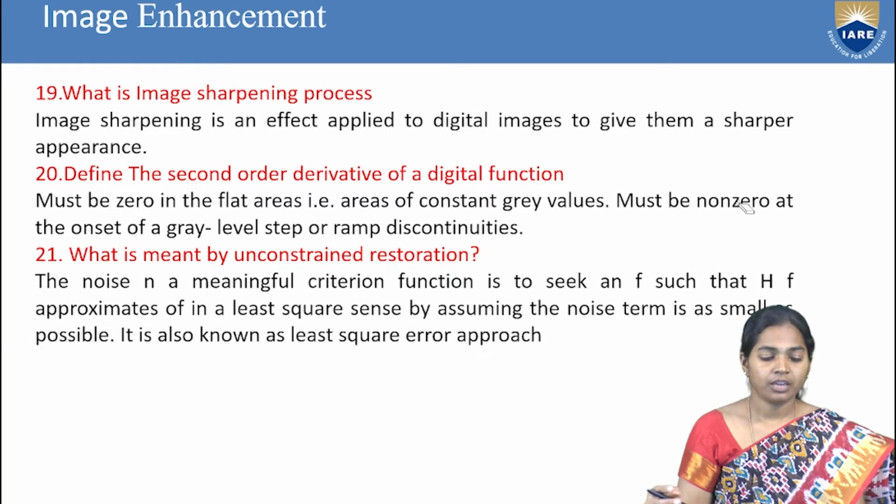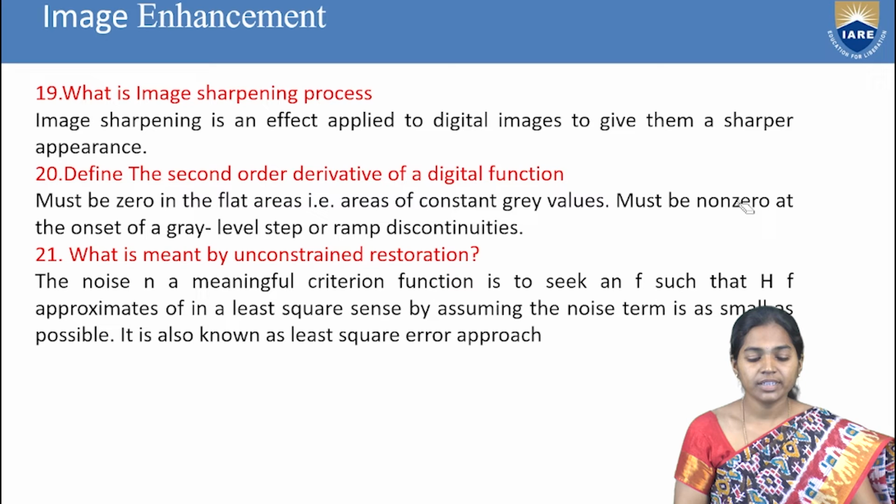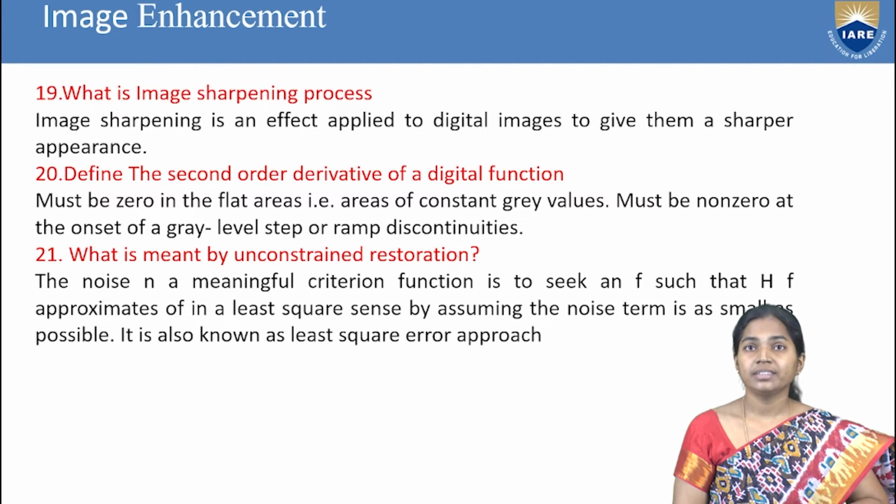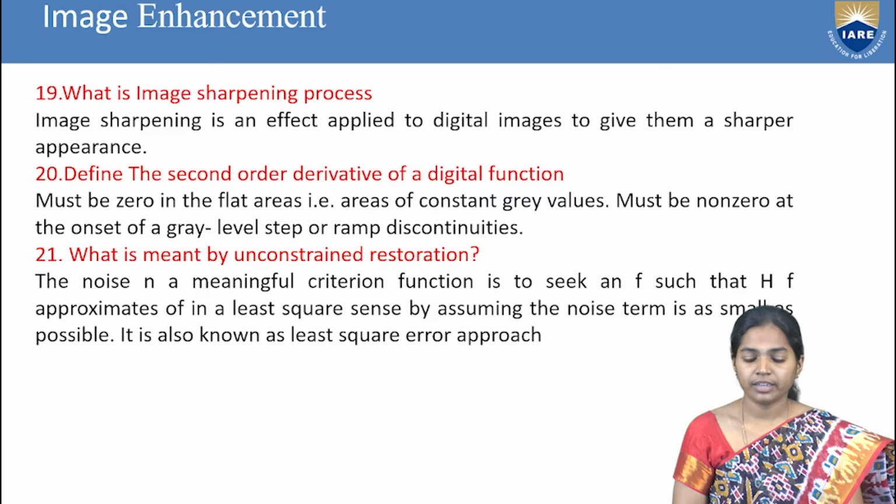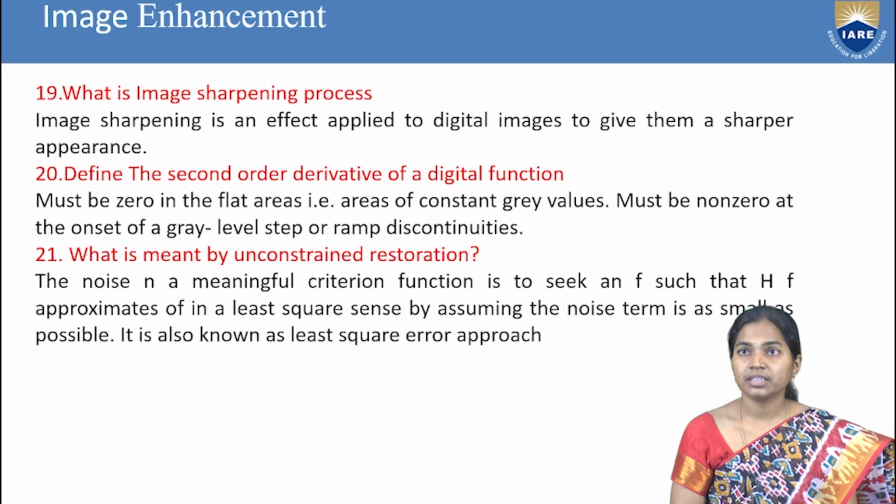And what is meant by unconstrained restoration? With the noise n, a meaningful criterion function is to seek a function f such that h f is approximated in a least square sense by assuming the noise term is as small as possible. This is known as the least square error approach.